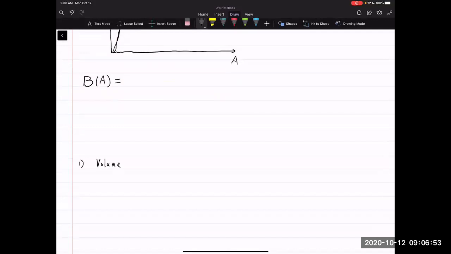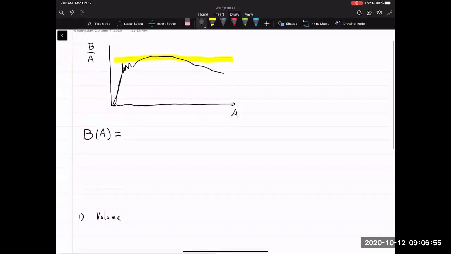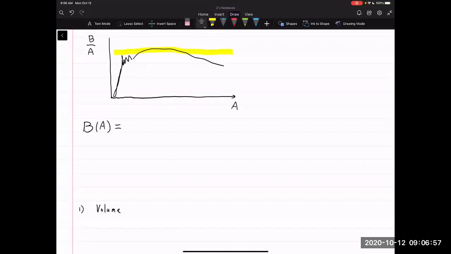Why do we call this the volume term? If you look at this curve, B over A is roughly a constant. If B over A is constant, that means B is directly proportional to A. So let's write this down. B is proportional to A, and then the prefactor, let's call this small a, which is a coefficient, and add a subscript V here to indicate this is the volume term. So a_V.